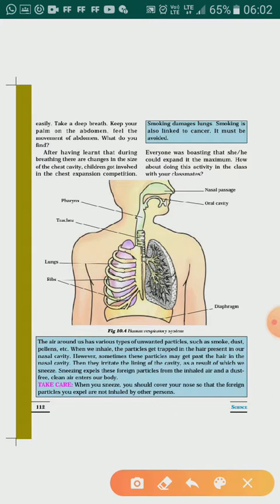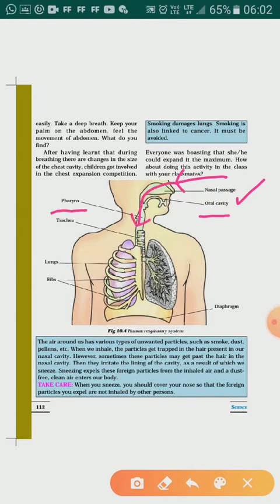Now let's begin with the human respiratory system: how the oxygen gets inside, what happens, and what are the organs involved. The journey of the air starts from the nasal passage or nasal chamber. You inhale oxygen rich air and it goes to the nasal chamber. The oral cavity, the mouth, is related to your digestive system. Then the air goes inside into the pharynx region.